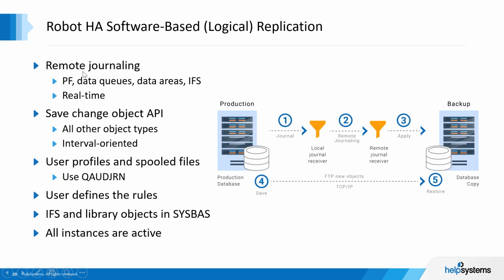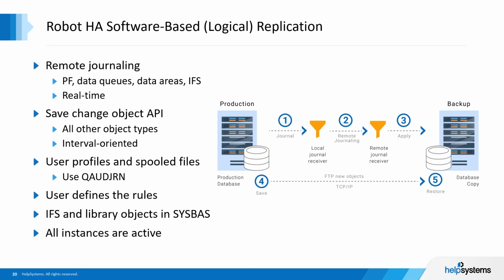Right. So with remote journaling, what we're looking at is physical files, data queues, data areas, and IFS objects, and that's happening real time. So within nanoseconds, data is hitting the journal locally. It's also hitting the remote journal, and then it's being applied to the database on the target system. That's how most all replication software works. We also have to be cognizant that there's some objects that aren't journaled technically the same way, like a new program object or a job description.